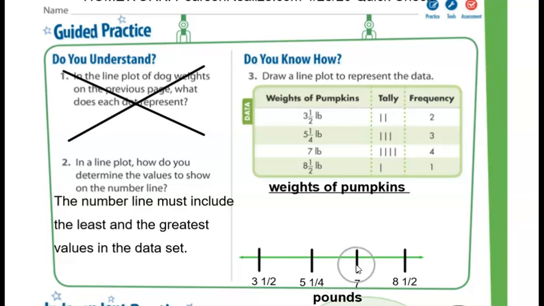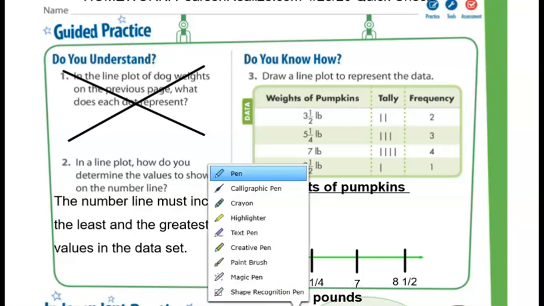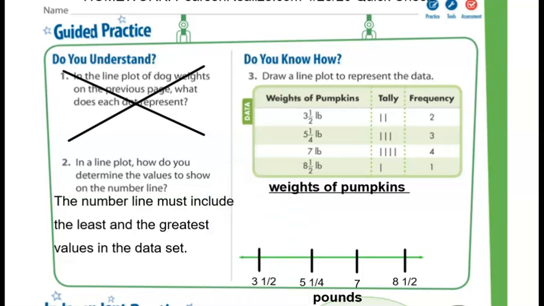Another part of a line plot that's really important to include is the title and whatever your unit is. We're talking about the weights of pumpkins, so this plot is going to tell us about the different weights of different pumpkins. The numbers along the bottom represent the pounds of the pumpkins. You can use X's or dots, whatever you want to do. I'm going to use dots.